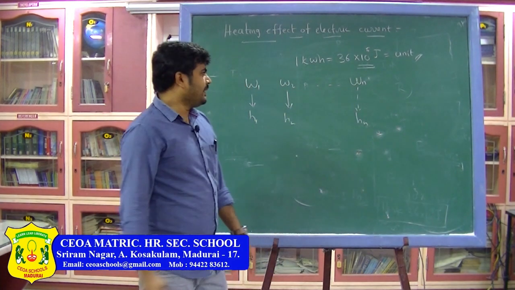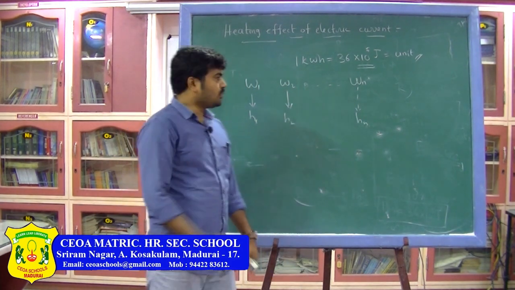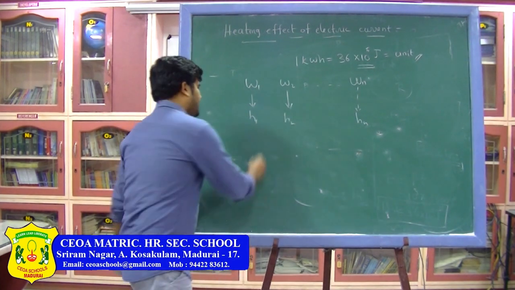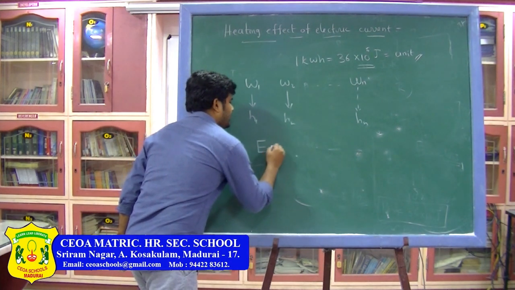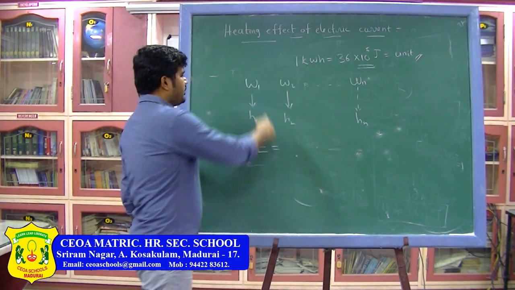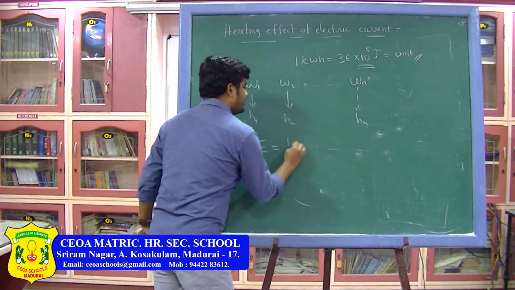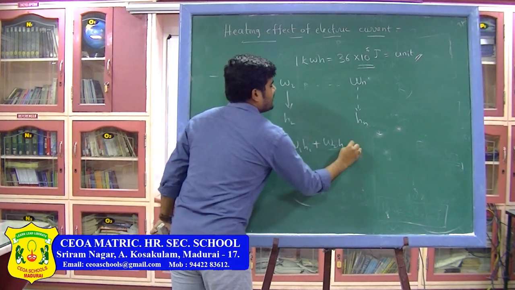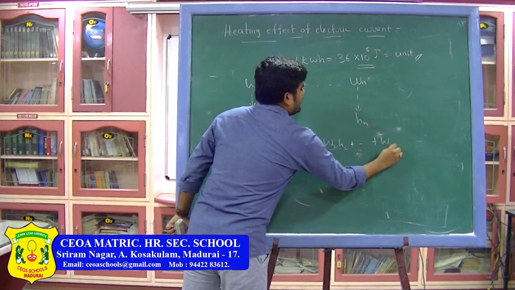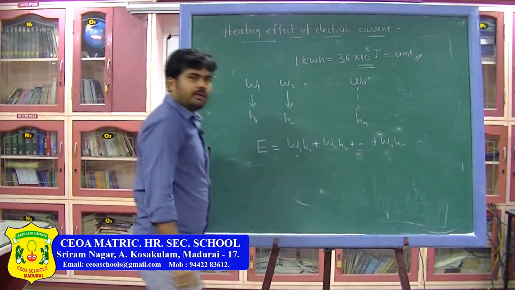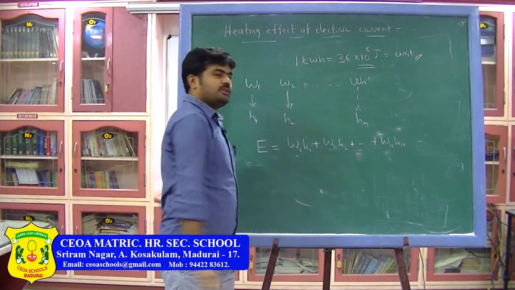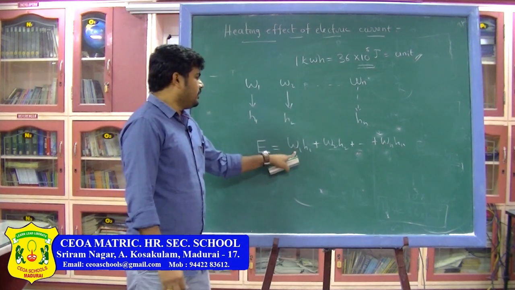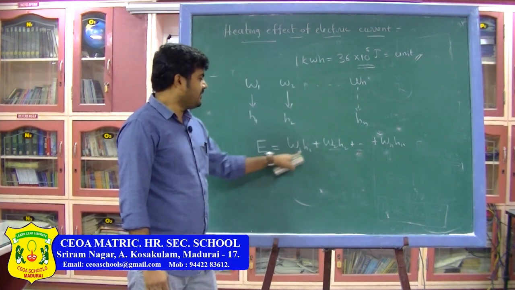Now to calculate the total energy consumed, that is, the total number of units consumed by all these electrical appliances, we can do it like this. Energy E is equal to, just multiply wattages with the times, that is W1 H1 plus W2 H2 and so on, Wn Hn. This is the total energy consumed.